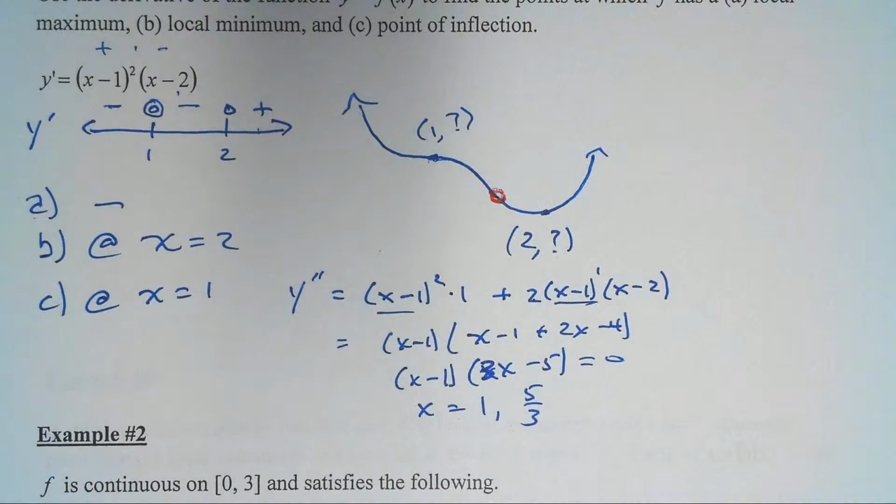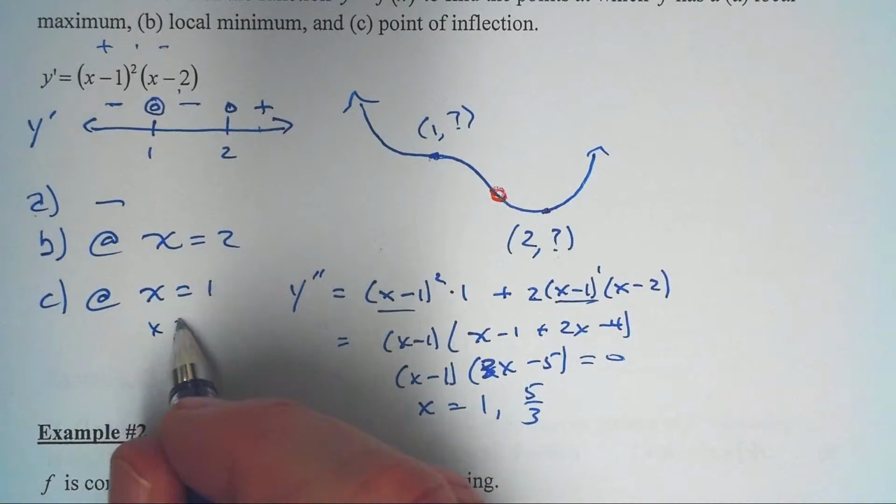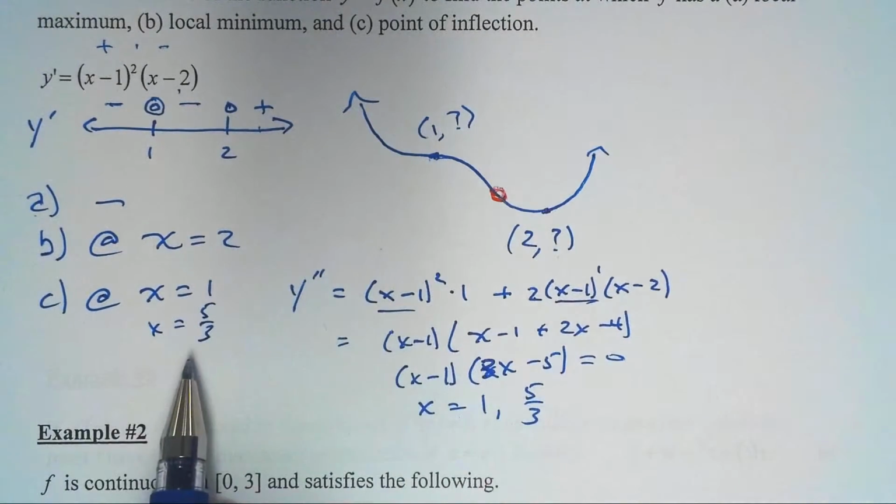Okay, not too bad. Again, x equals 5/3, part C. We could not get that with just the first derivative.